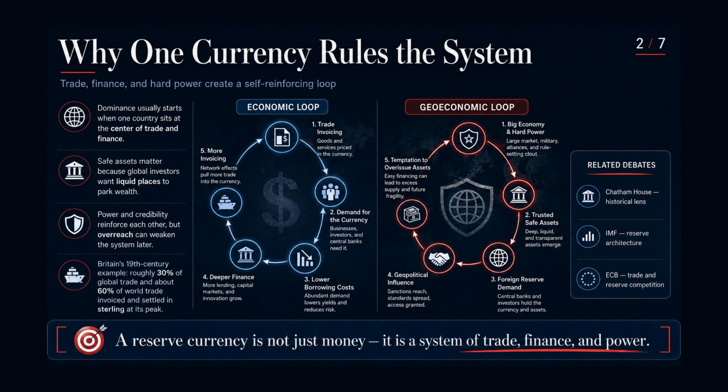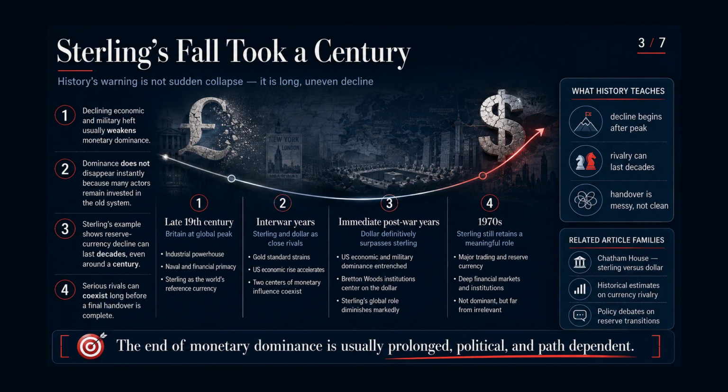There is also a geopolitical side. A powerful country can use its economic strength, military influence, and trusted government debt to attract global investors. But there is a danger. The dominant power may overreach. It may issue too much debt, use finance as a weapon, or take its privileged position for granted. That is why currency dominance is powerful, but also fragile over time.